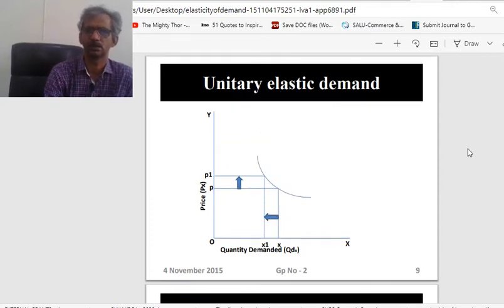So unitary elastic demand. Another type of the elasticity is the unit elastic or unitary elasticity. Means when a 1% change in price occurs, the same change or 1% change in quantity demanded occurs. It means price and quantity change in the same proportion. Even you can see from this graph that the price is rising, suppose one step, the quantity is also falling by one step.